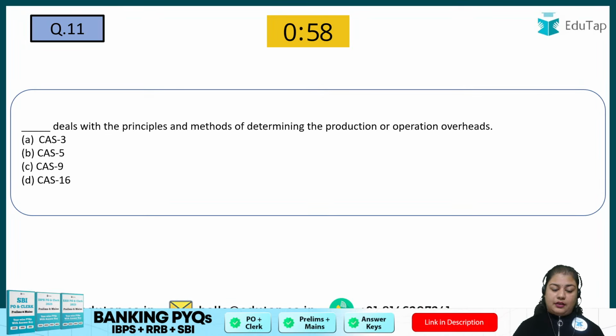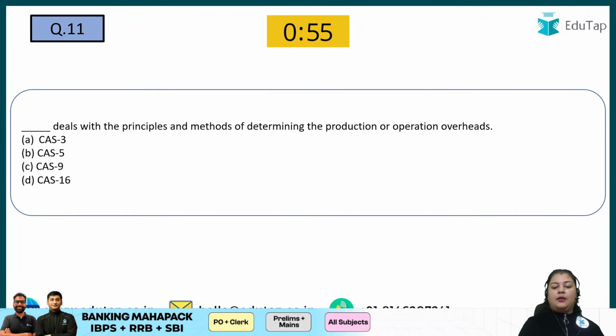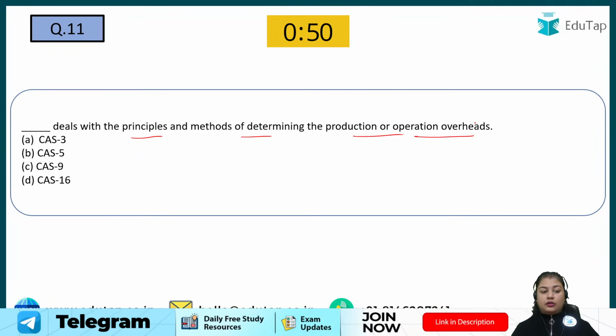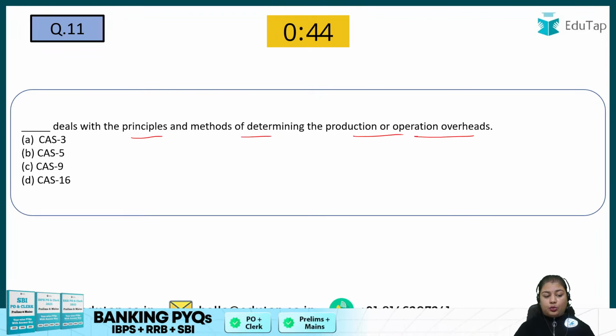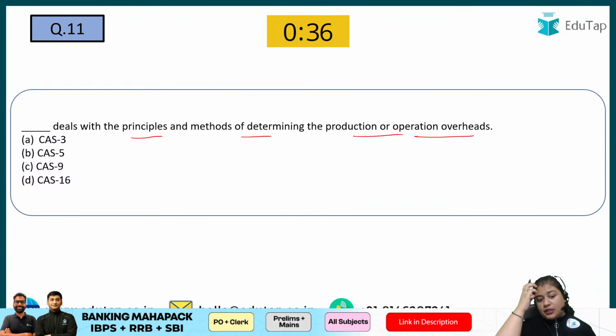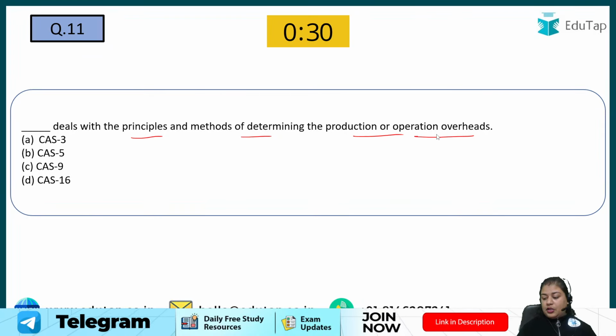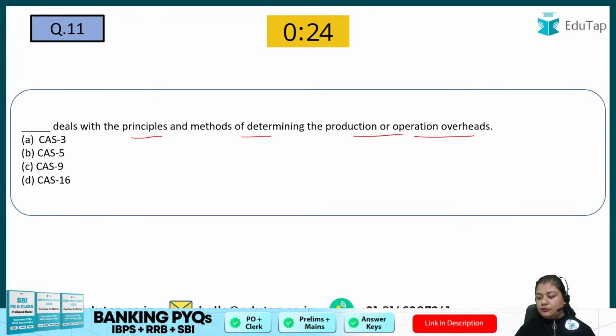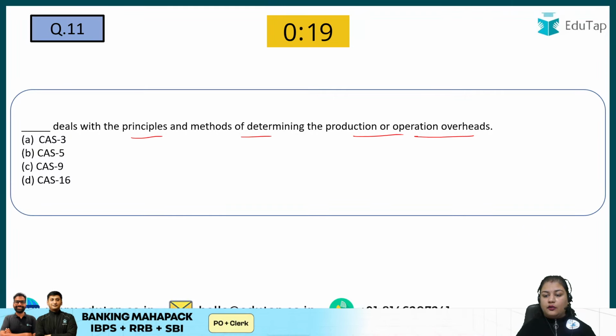Next, question number 11. Dash deals with the principles and methods of determining the production or operation overheads. So a very easy question. If you know the cost accounting standards, basically try to remember these cost accounting standards, if not all, then at least some of them. So which deals with the principles and methods of determining the production or operation overheads? Question number 11, what will be the answer? Anybody? You can make a choice also. Which one do you think will be the cost accounting standard for overheads basically?